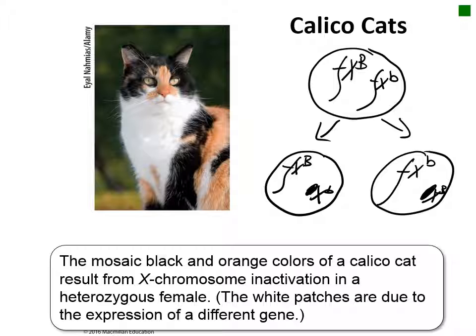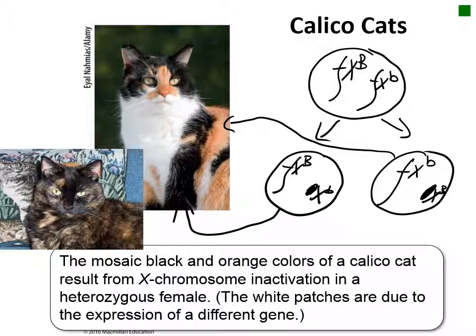All cells descendant from the cell with the black allele would form black patches of fur, while all cells descended from the X with the orange allele would form orange patches of fur. The white patches seen here are from a second gene that controls patches or solid color. If the patches allele was not present, you would observe a tortoiseshell cat instead. X inactivation is why almost all calico and tortoiseshell cats are female.